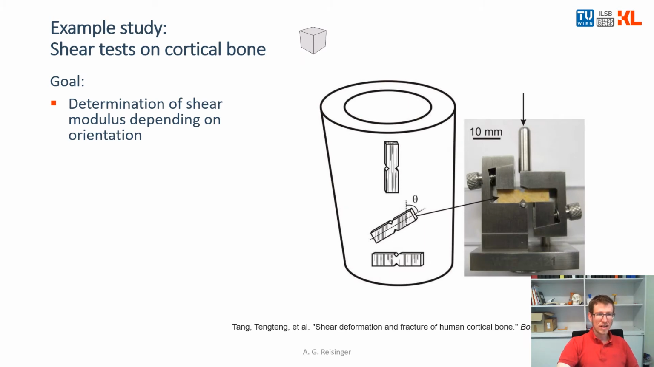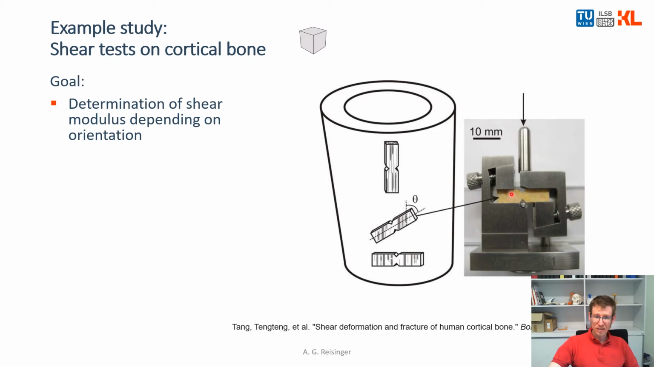Second study, shear tests on cortical bone. Cortical bone is the hard and compact bone in the shaft and also on the outer surface of the joint regions. And the scientists here would like to determine the shear modulus depending on the sample orientation. So you see the shaft here, and they cut out samples in different directions, and then they do shear tests. So this is the Isopescu shear test, as explained as the first shear test in this presentation.